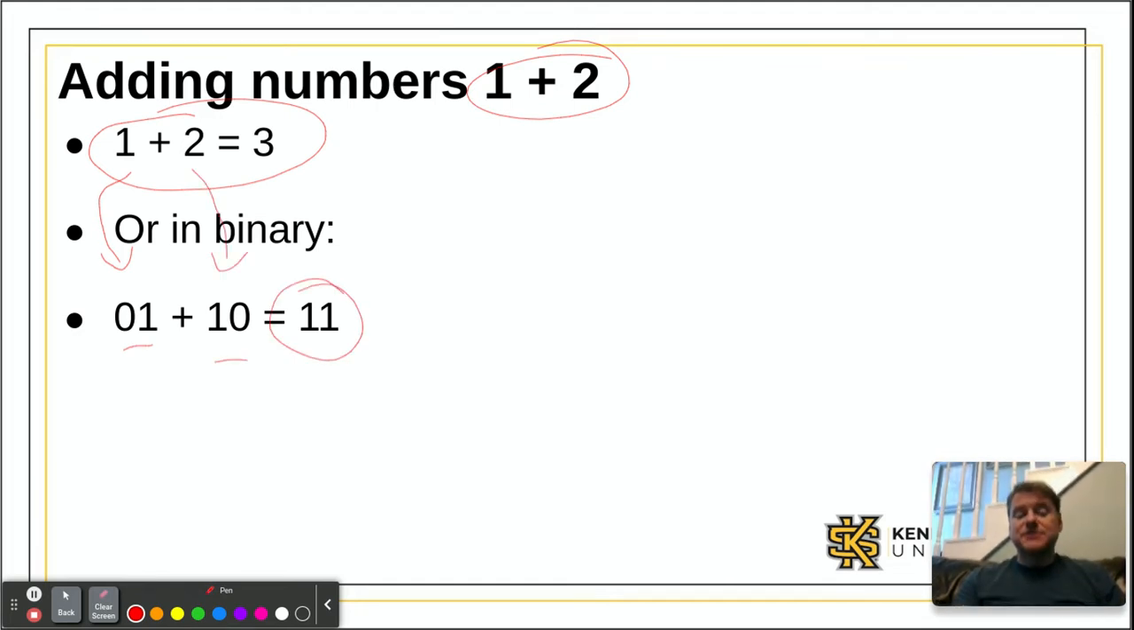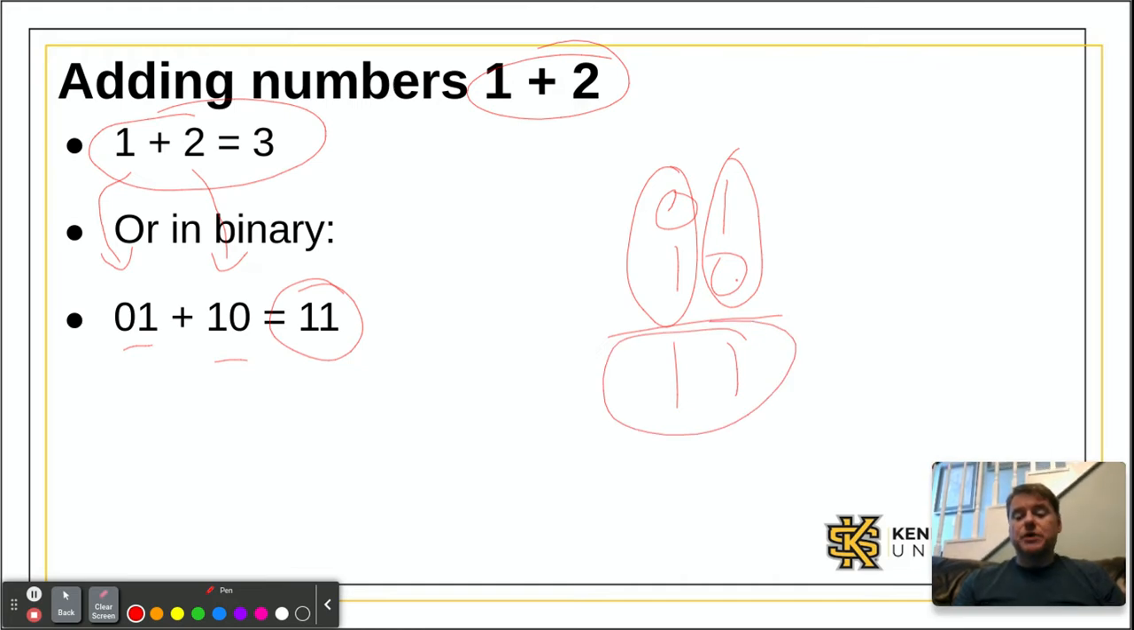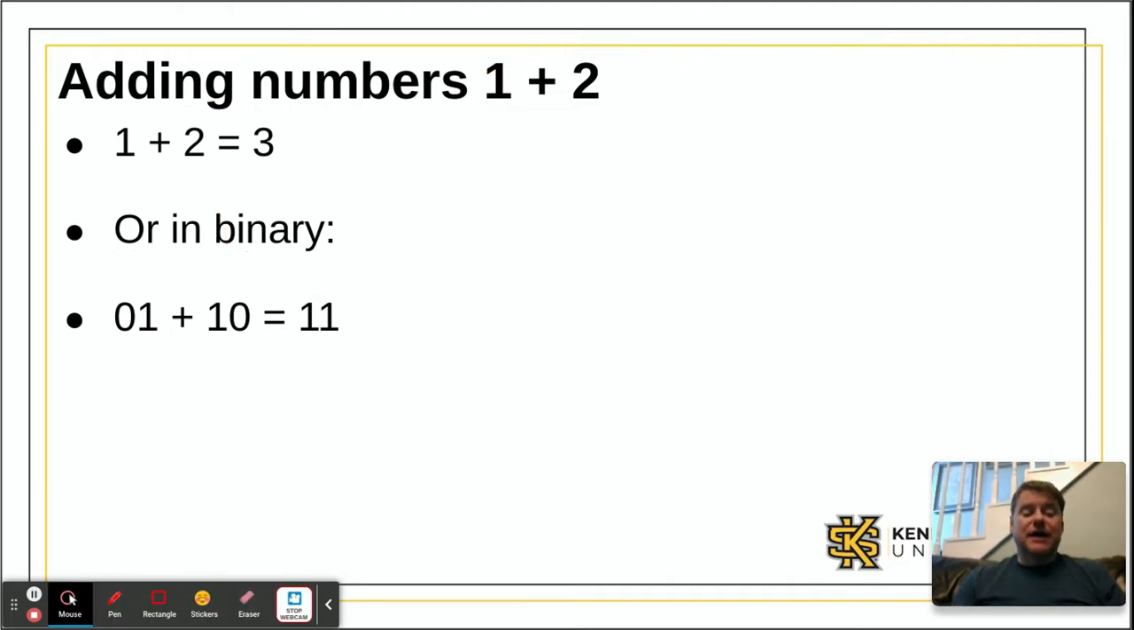0, 1 plus 1, 0, you just add the 2 digits. 0 plus 1 is 1, 1 plus 0 is 1, and so your answer is 1, 1, and if you convert that back, we know that gives you a 3. So you can add numbers in binary just like you can add them in decimal.